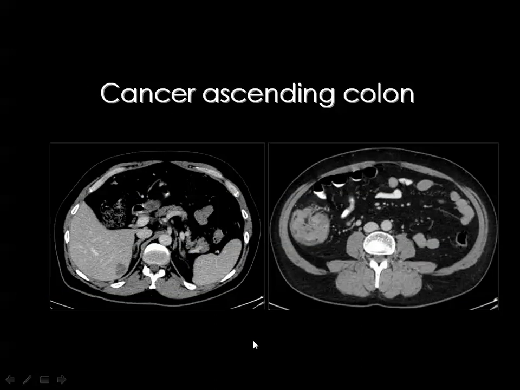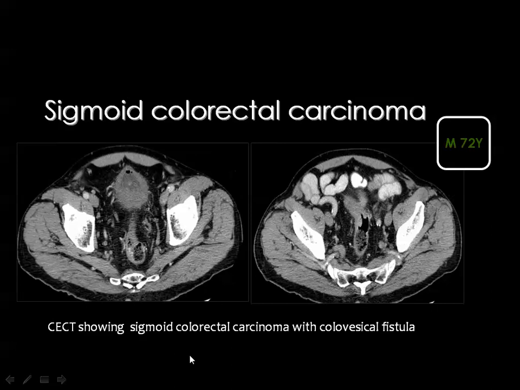Then this is the mass in the region of the cecum, and if you look carefully at the liver you see a deposit here. This is colonic cancer of the ascending colon associated with a metastatic deposit in the liver.